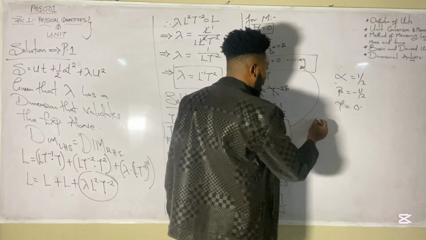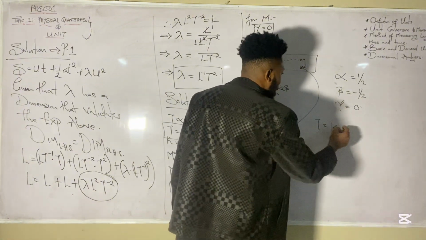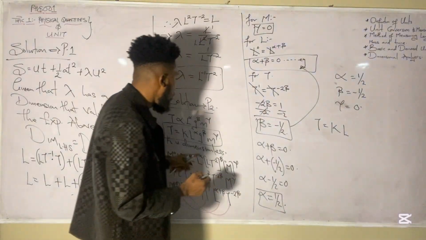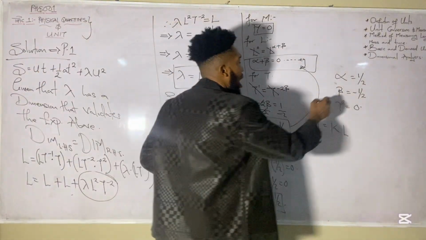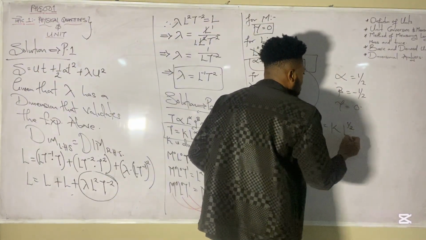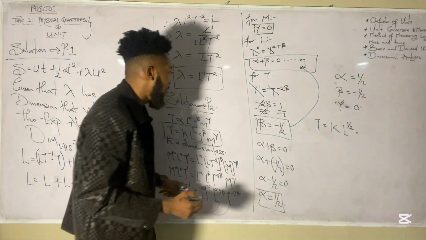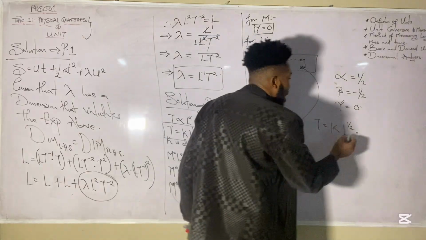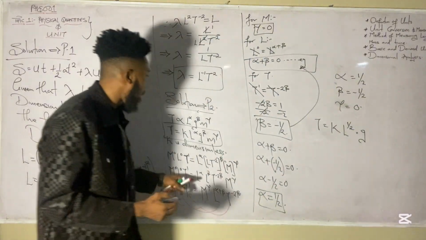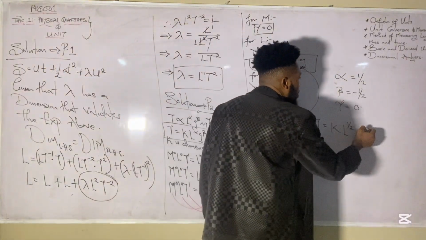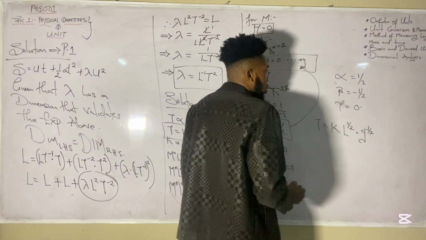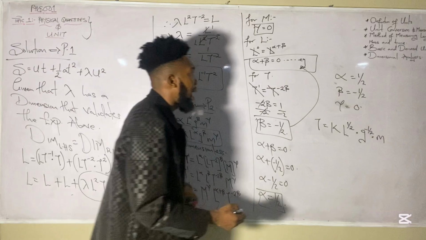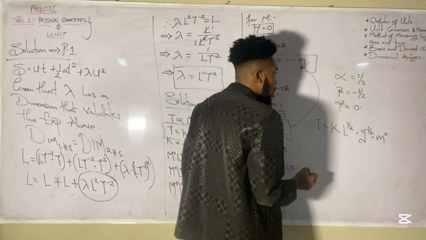I can easily just tell myself now that T is equal to a constant k. Are you there now? L. We have L raised to the power of alpha. What do we get as our alpha? 1 over 2. Then you now have what again? G. G is raised to the power of beta. What's our beta here? Minus 1 over 2. Multiplied by again m raised to the power of gamma, and gamma is what? 0. Anything raised to the power of 0 is 1.